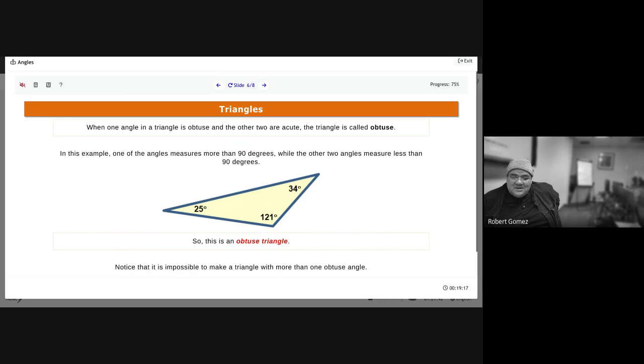Now, just know that it's impossible to make a triangle with more than one obtuse angle, okay? You can't have two obtuse angles. I think after that, it stops being a triangle. It becomes something else. I don't know.